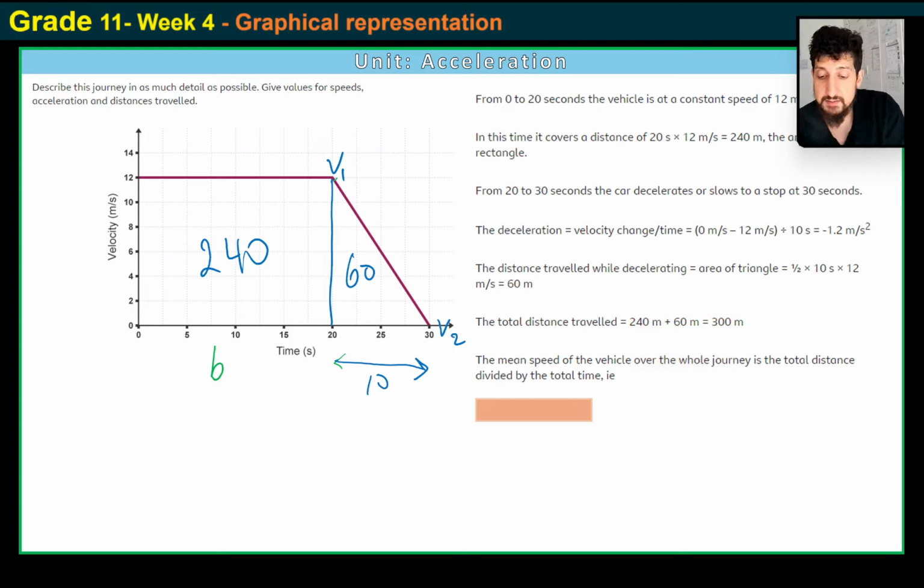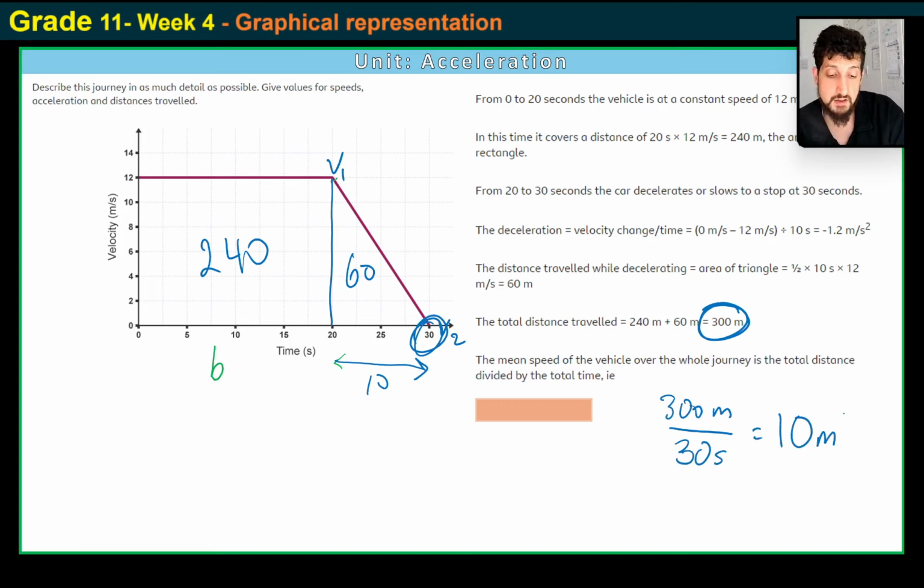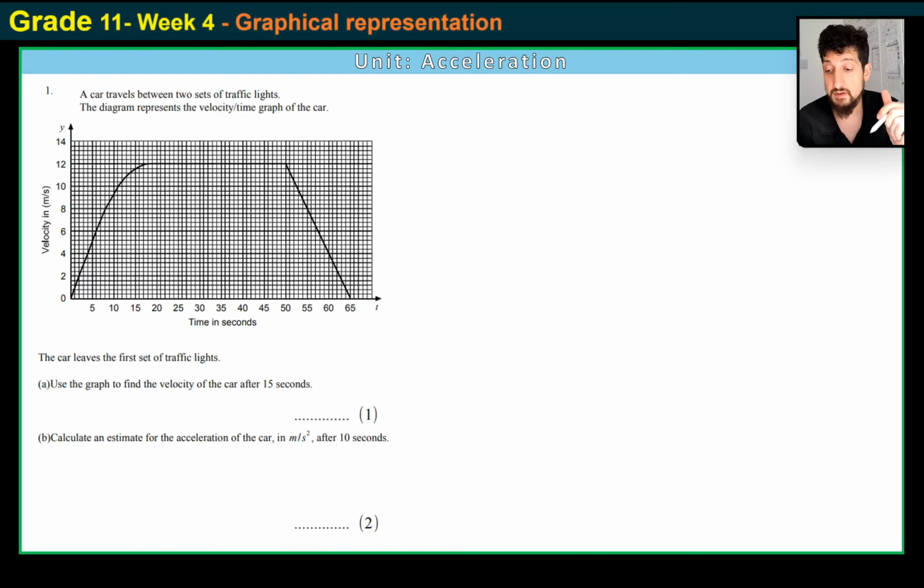The mean speed, and mean here doesn't mean nasty. Mean means average. The average speed of the vehicle over the whole journey is the total distance divided by the total time. Do we have the total distance? Yes, we have it over here. Do we have the total time? Yes, we also have it over here. So it's going to be 300 meters divided by 30 seconds, which equals 10 meters per second. Okay, I hope that wasn't too hard. Good stuff. Let's move on.